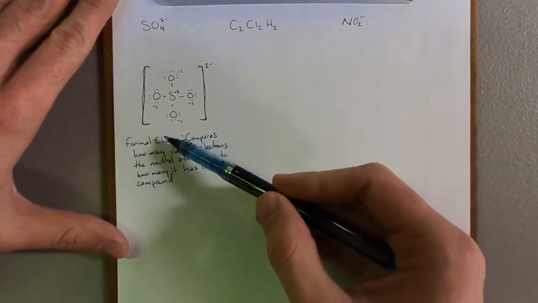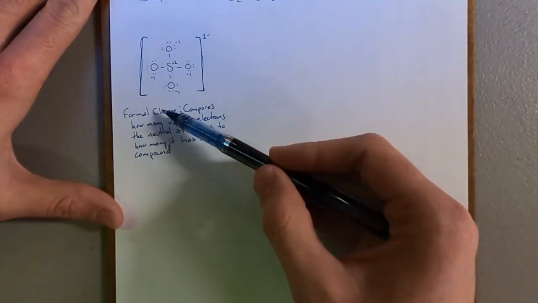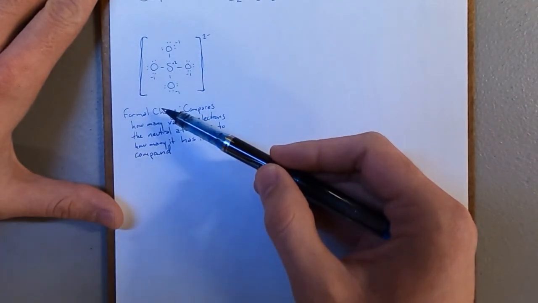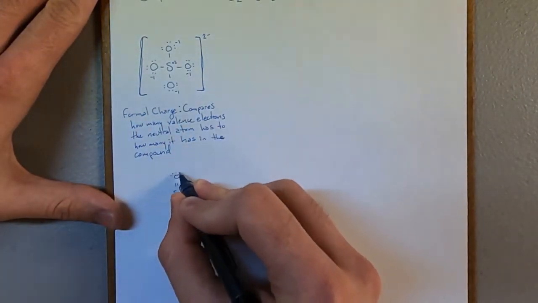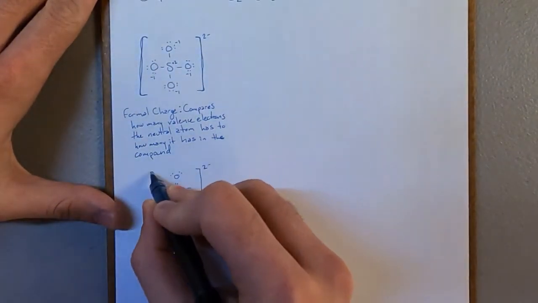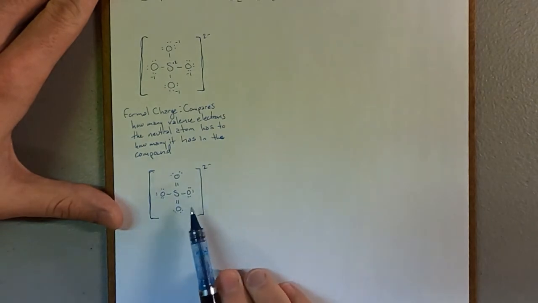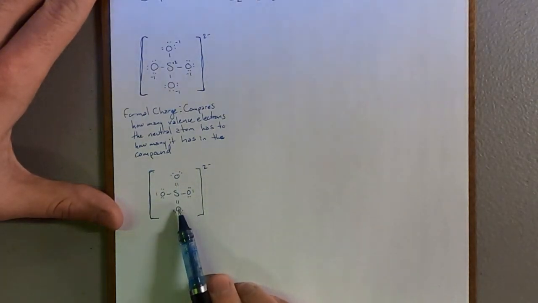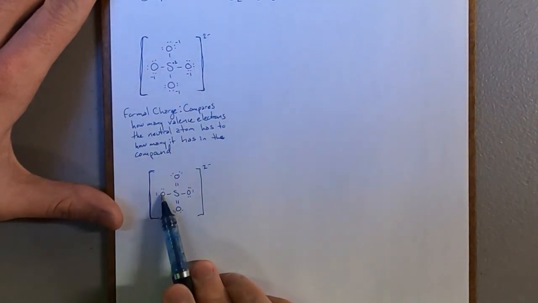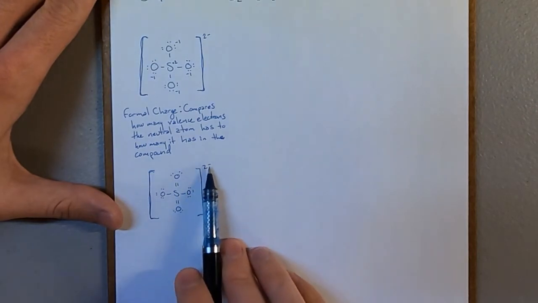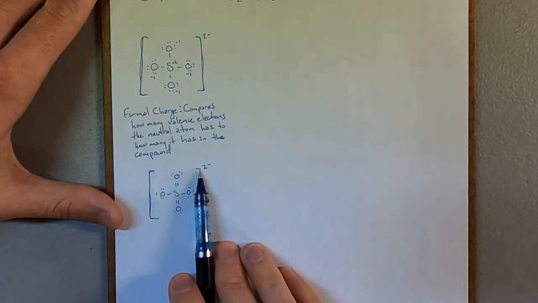And so applying this idea of formal charge, the correct Lewis dot diagram for sulfate looks like this. Where the formal charge now on the sulfur and these two oxygens is 0, the formal charge on this is still -1, and this is -1, which brings our total charge to 2-.